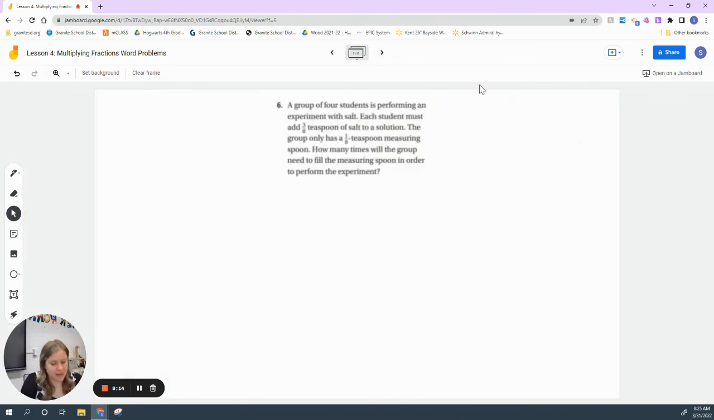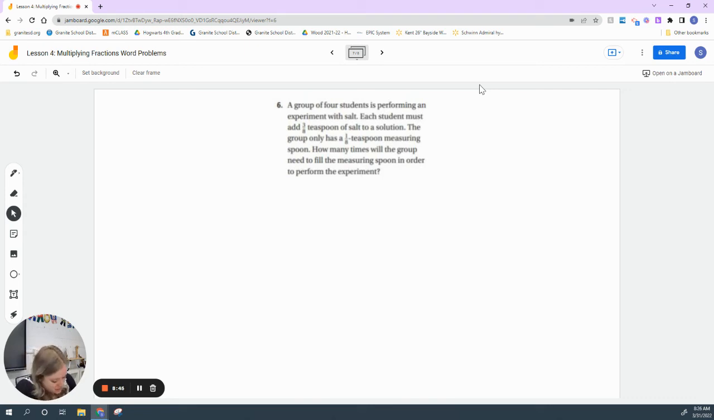Okay, here we go. A group of 4 students is performing an experiment with salt. Each student must add 3/8 teaspoon of salt to a solution. The group has only a 1/8 teaspoon measuring spoon. How many times will the group need to fill the measuring spoon in order to perform the experiment? Okay, try this on your own. Tip, draw yourself a picture so that you can keep everything straight.